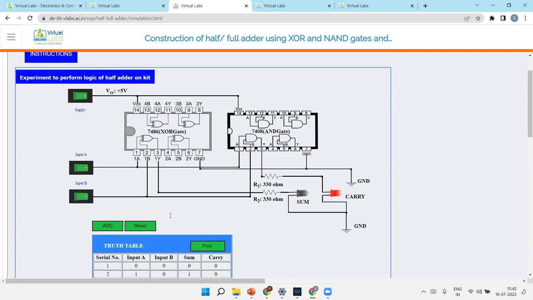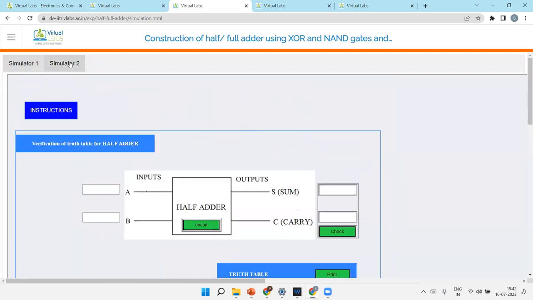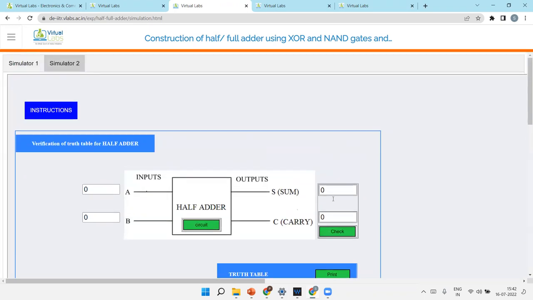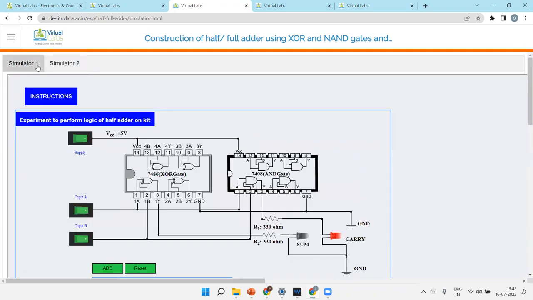So in this case, you can verify the truth table. You can type any input for A and B, write anything right here, and check whether you're right or not. So here, 0, 0, sum 0, carry 0, it's correct. So this is for the half adder.